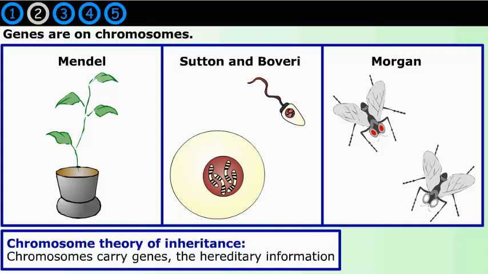The chromosomal theory of inheritance was further supported when Thomas Morgan was able to figure out that the gene that gave fruit flies red eyes was located on a specific chromosome.